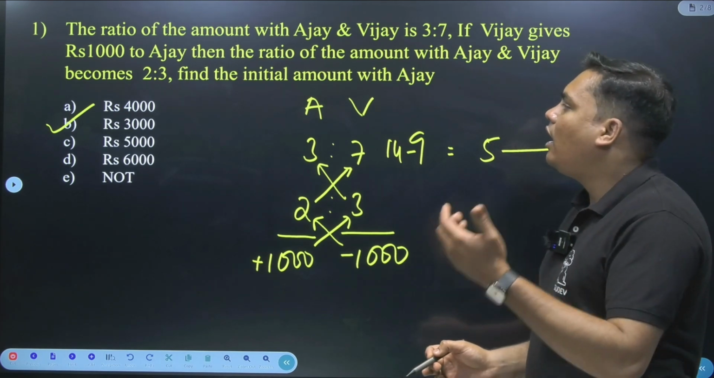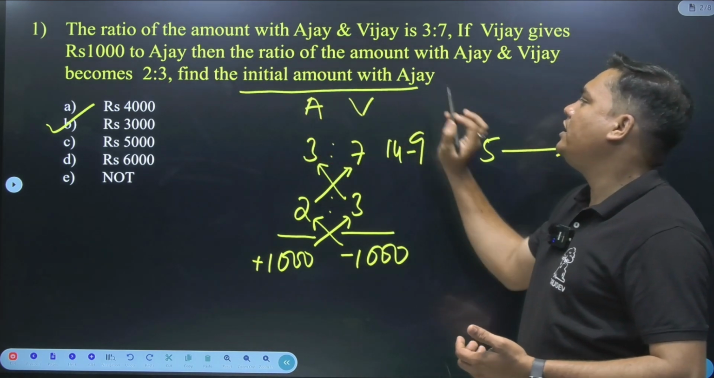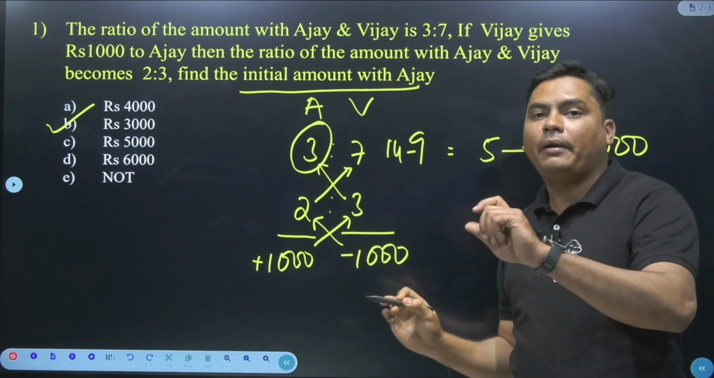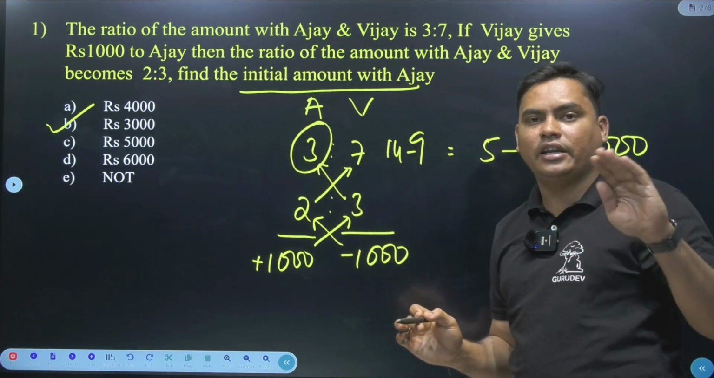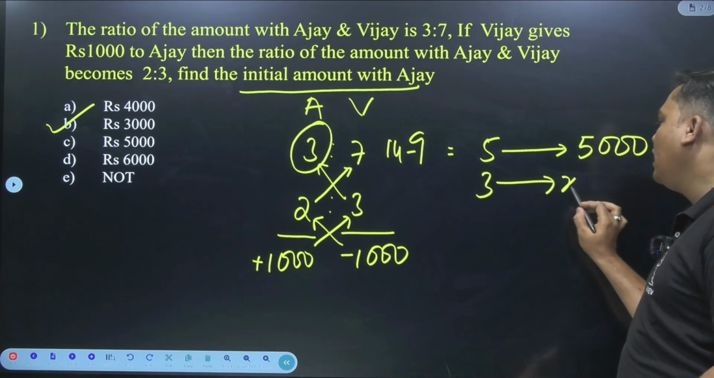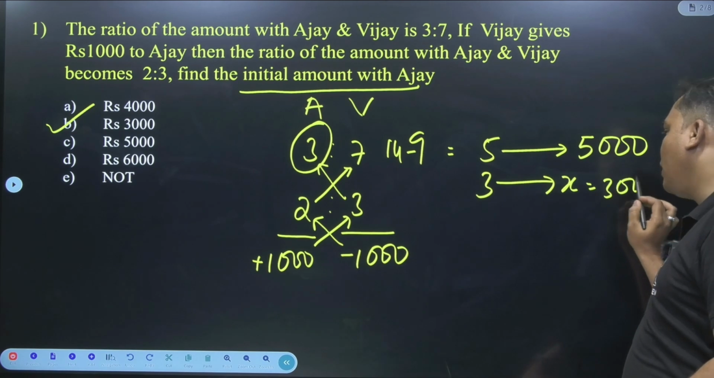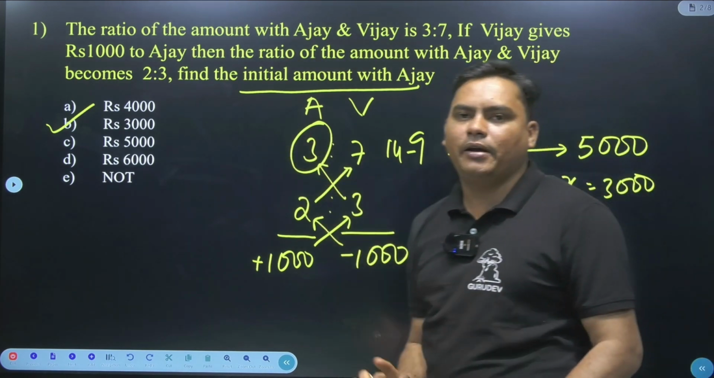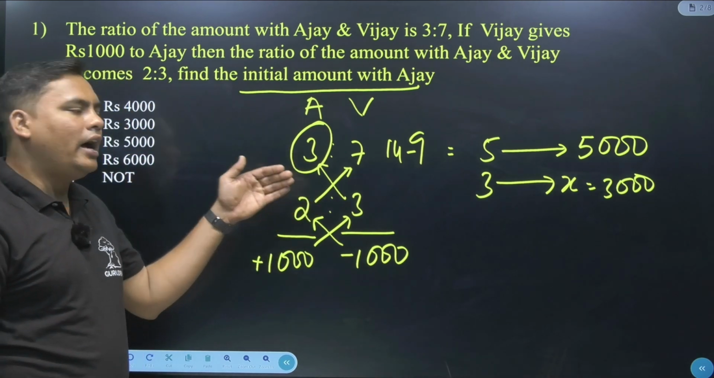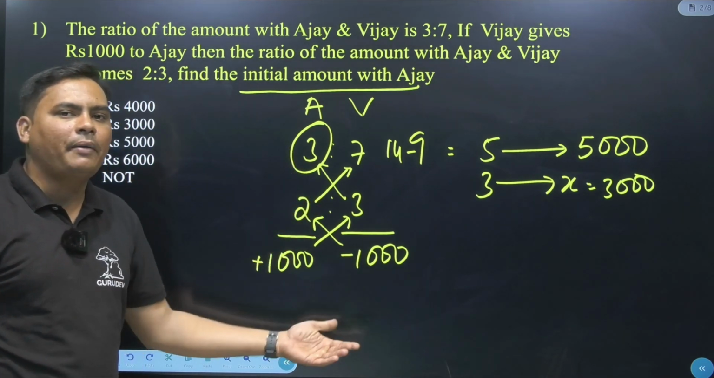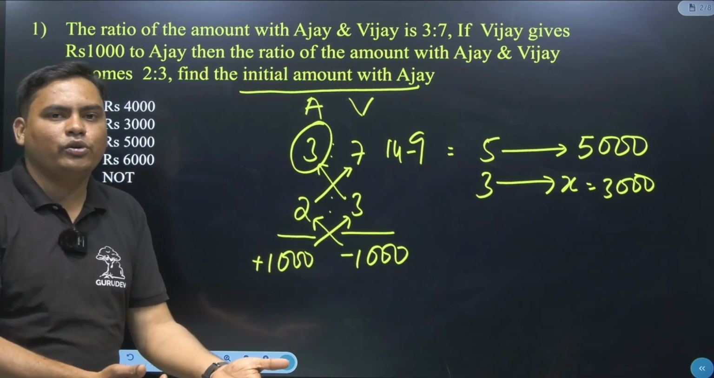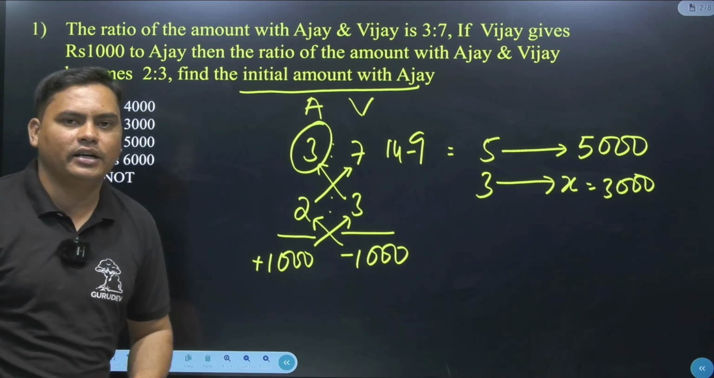What was the question here? What is the initial amount with Ajay? Ajay's initial amount will be 3. Apply the rule only for the first ratio. 5 is 5000, so 3 is 3000. So my answer will be option number B. I think everyone got the point here. There is one ratio and something is added and something is subtracted, or something is added to both of the things and a new ratio is coming. We'll be going with the cross multiplication method here.